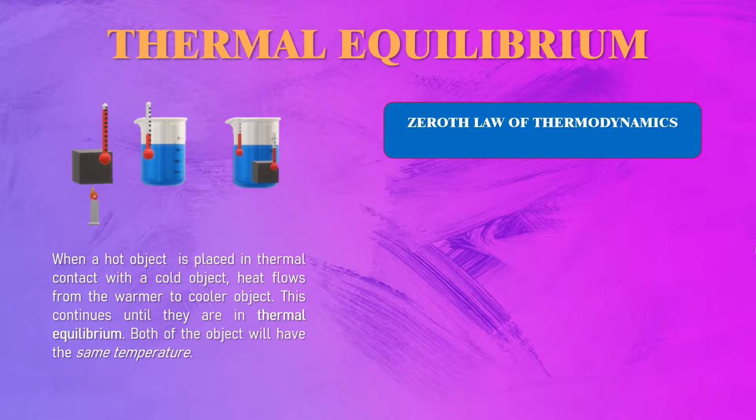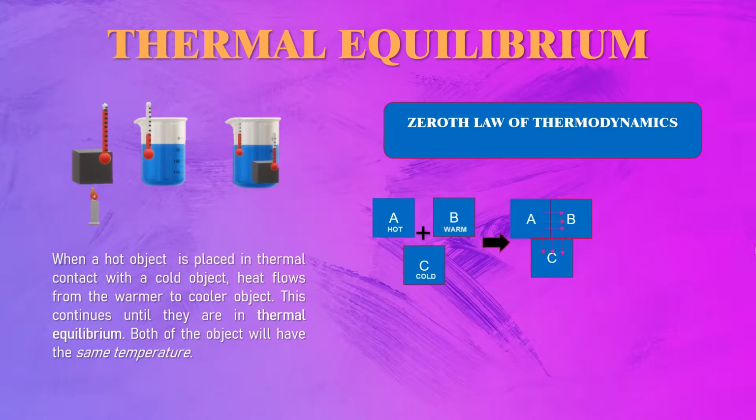Here comes the 0th law of thermodynamics. If A and B are in thermal equilibrium and B and C are in thermal equilibrium, therefore A, B, and C are all at the same temperature.